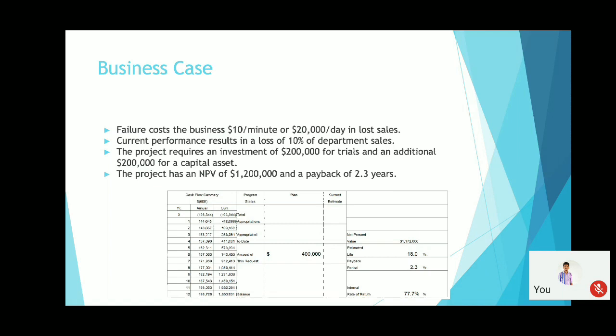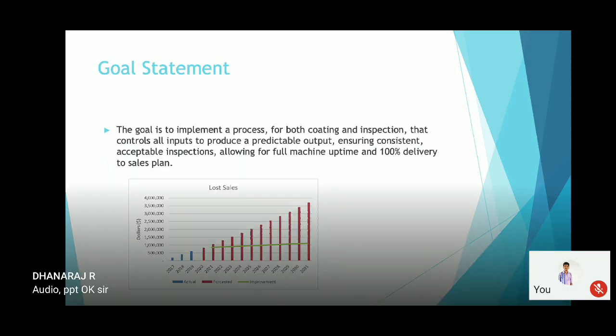Why this project? Every minute, it is a $10 saving for the management. Every day, it is a $20,000 saving. In other words, a penny saved is a penny earned, right? So here, this much is the amount that you can save for the company. You always need to look at how much you can save for the company and how much more productive you can be. This project requires almost $200,000 plus an additional $200,000 as a capital asset as the project cost, and this will span almost 3 years.